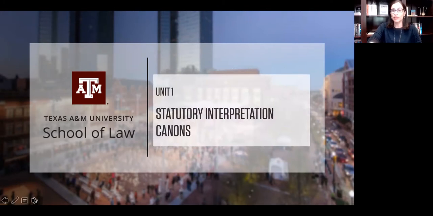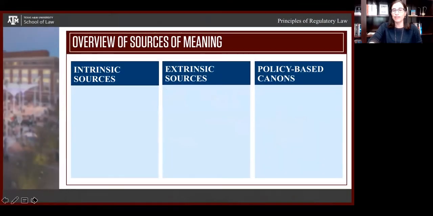In Unit 1, we're going to talk about different statutory interpretation canons. I'll give you first a brief overview of the different sources of meaning we'll be going over. First, there are intrinsic sources, which are sources within the statute, including the language of the statute and the structure of the statute. Then we also have extrinsic sources, which are outside of the statute, such as legislative history. Lastly, we have policy-based canons, which are tools of interpretation based simply on policy. So I'll review briefly some of the sources included in each of these categories.